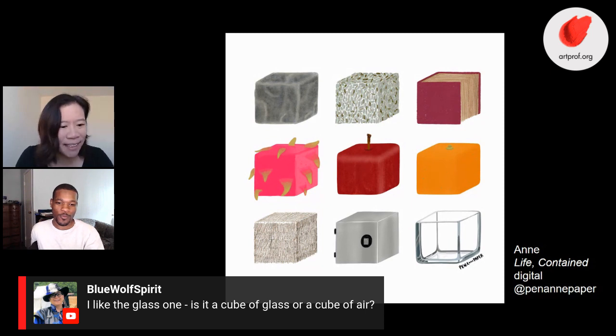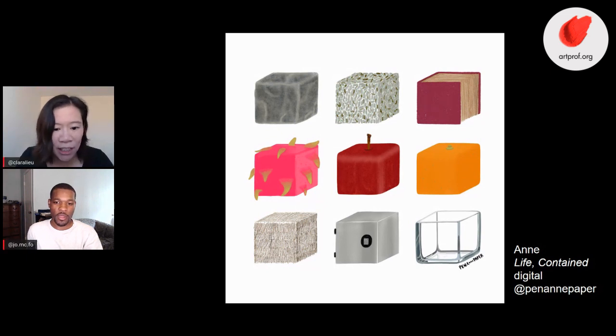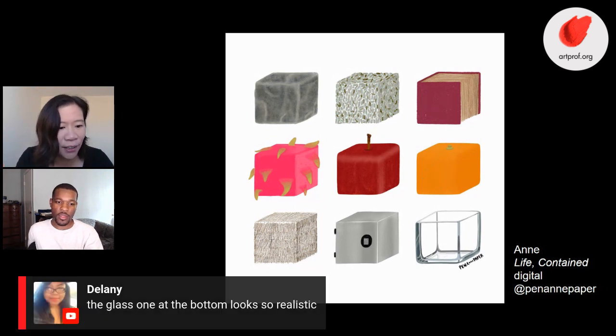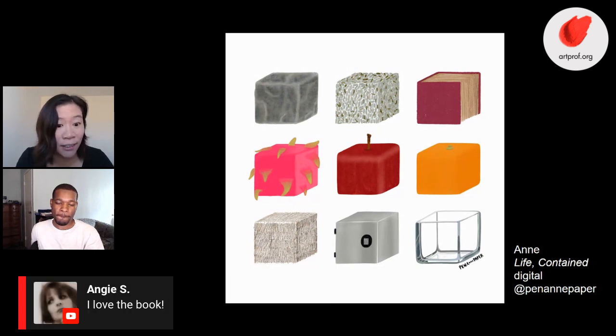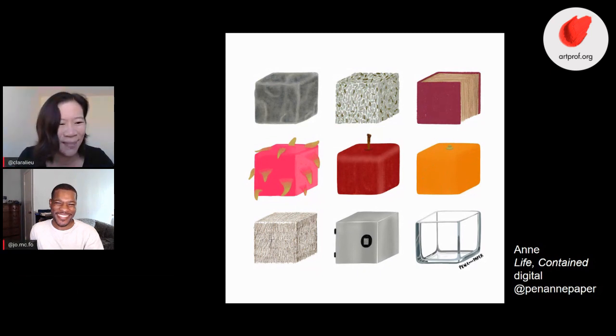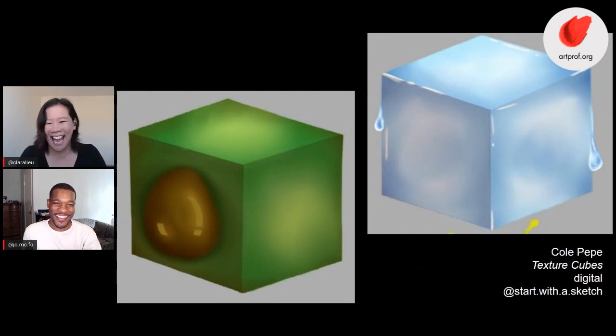Blue Wolf Spirit is saying, I like the glass one. Is it a cube of glass or a cube of air? I think it's air, because doesn't the bottom look heavier than the top? The top looks like it's open. That's my interpretation. And Delaney is also saying the glass one at the bottom looks so realistic. And Angie is telling us that they love the book. I know, I'm such a fan of the book too. It's so weird. I want a 3D version of that book, like a little tiny one-inch cube of a book. I want that on my desk somewhere. It's such a cool object.